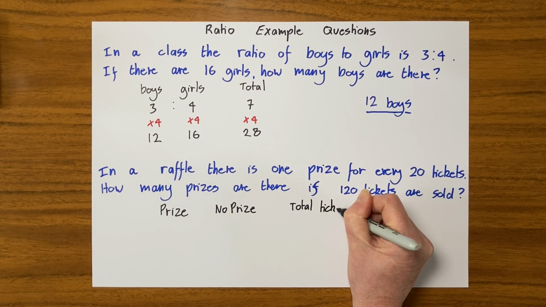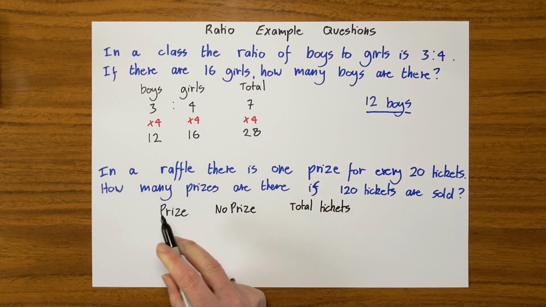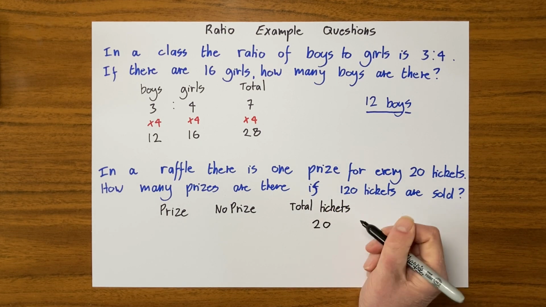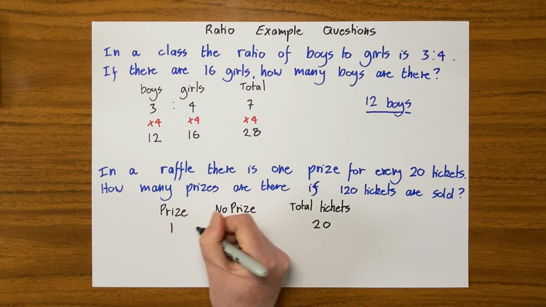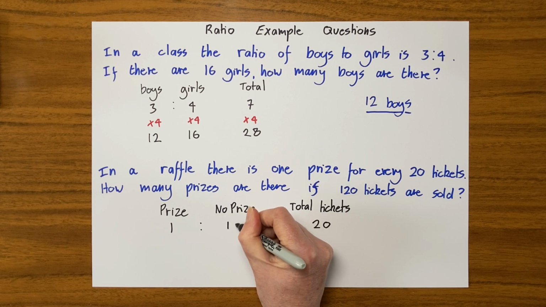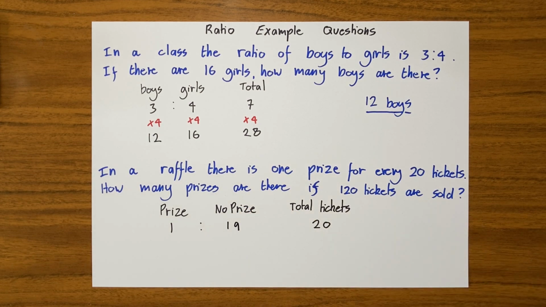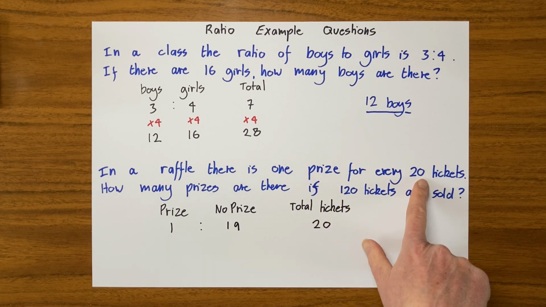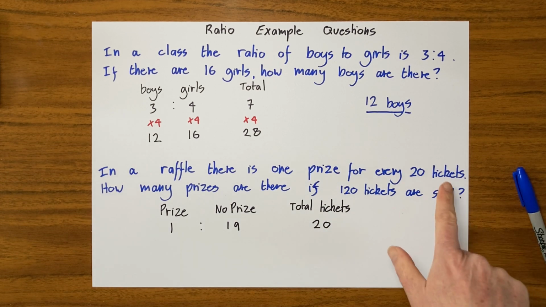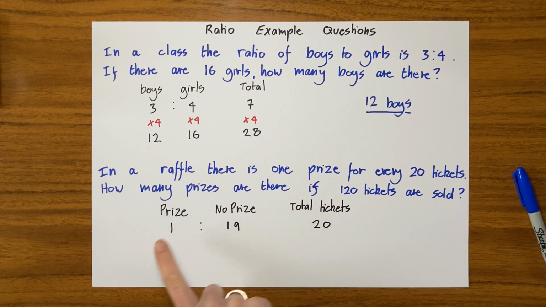And I really recommend you approach all the questions like this. So in a raffle, there's 1 prize for every 20 tickets. So what have I got? I've got 20 tickets, and there is 1 prize. So therefore, there must be 19 tickets that have got no prize. Very easy in a question like this to put the ratio as 1 to 20, but it's not 1 to 20 because it's 1 out of 20. So just be a bit careful with that. So now I've got my ratio. There's every 20 tickets, it's a ratio of 1 to 19, prize to no prize.